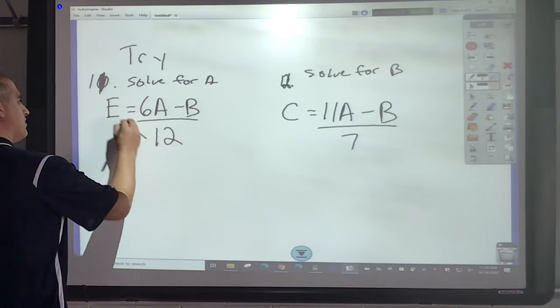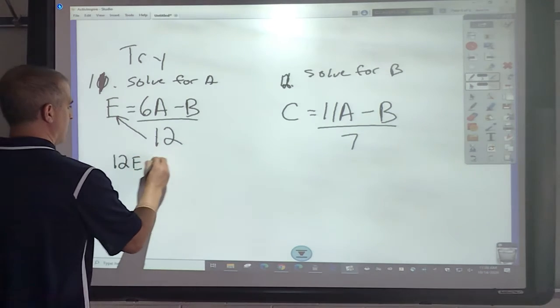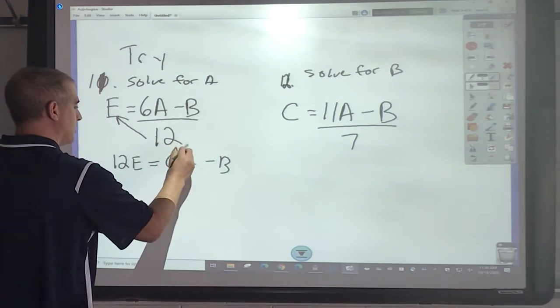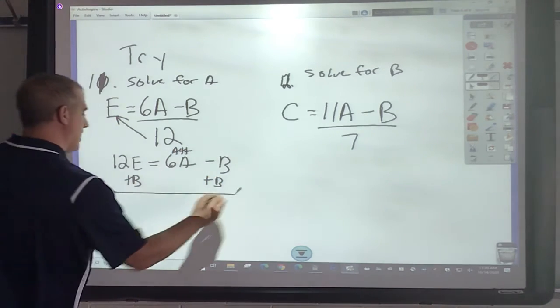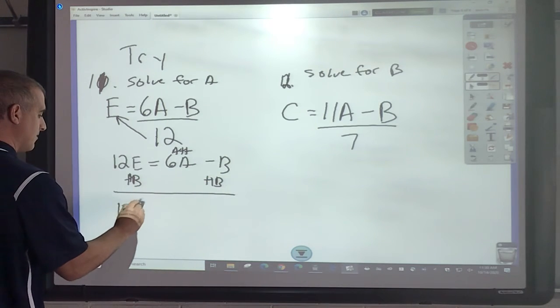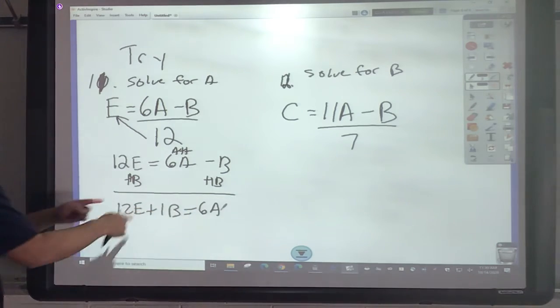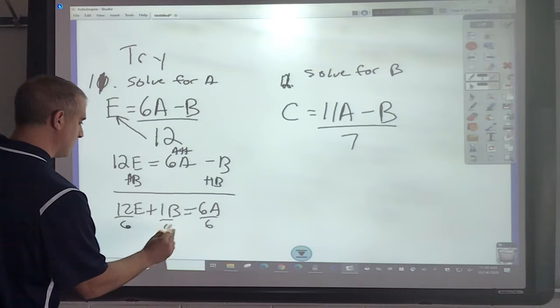So here's how we handle these. We cross multiply that. 12 times e is 12e. 6a minus b. Now I can handle this. This is the attached. So I want to move this part through addition. That's a 1b if you want to think of it that way. So that's 12e plus 1b equals 6a. I cannot combine those because they both have letters. To get rid of that 6, I divide both parts by 6.